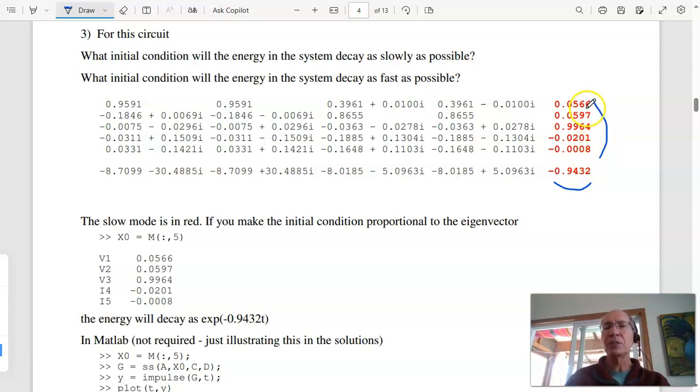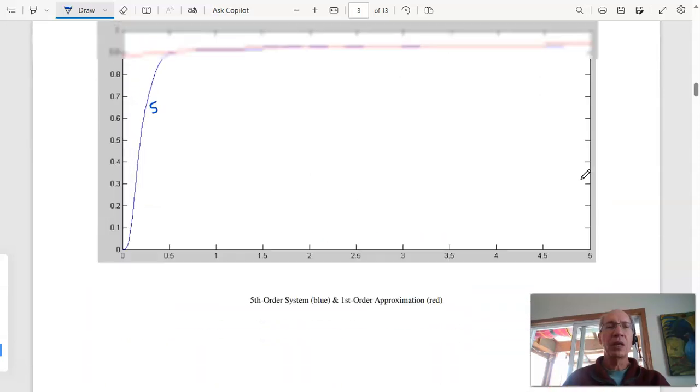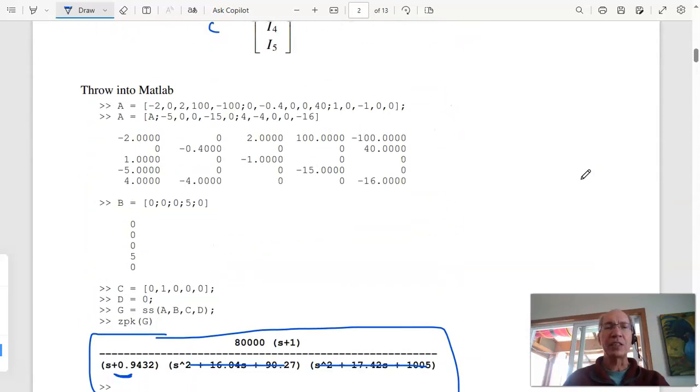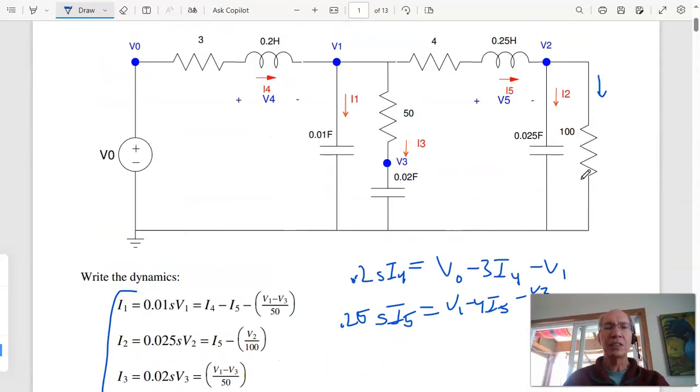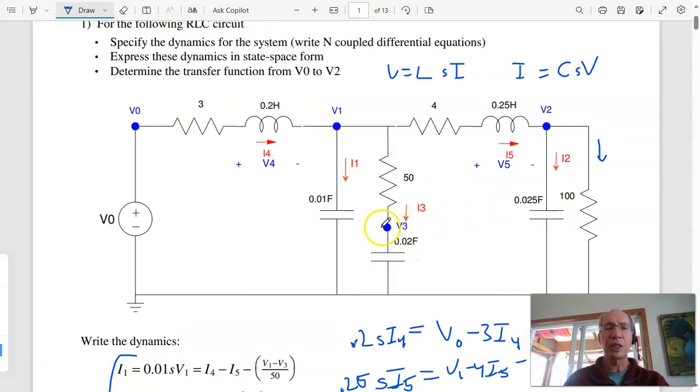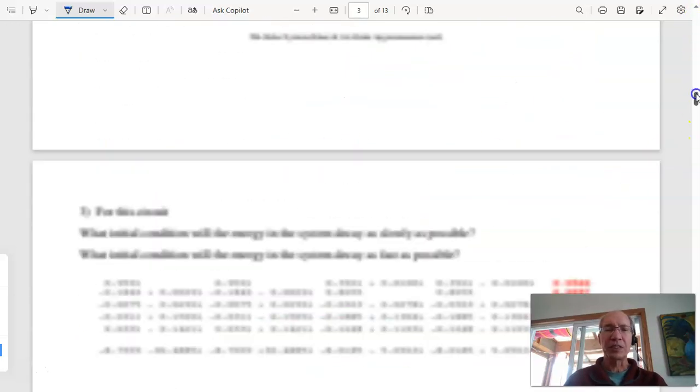That kind of makes sense. This is your V1, V2, V3. Primarily, if the initial condition is V3, it decays slowly. Going back to your circuit, that kind of makes sense. If the initial condition is V3, so this guy's charged up, pretty much everyone else is dead, this will decay slowly with a real pole. Again, not too surprising.